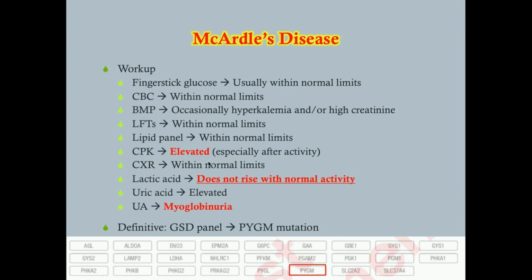CK will be elevated, especially after activity. Chest x-ray, normal. No issues with the heart. This is skeletal muscle. Lactic acid, important here. So they don't have a lactic acidosis. They have no problem with gluconeogenesis. But remember the reason lactic acid is formed.